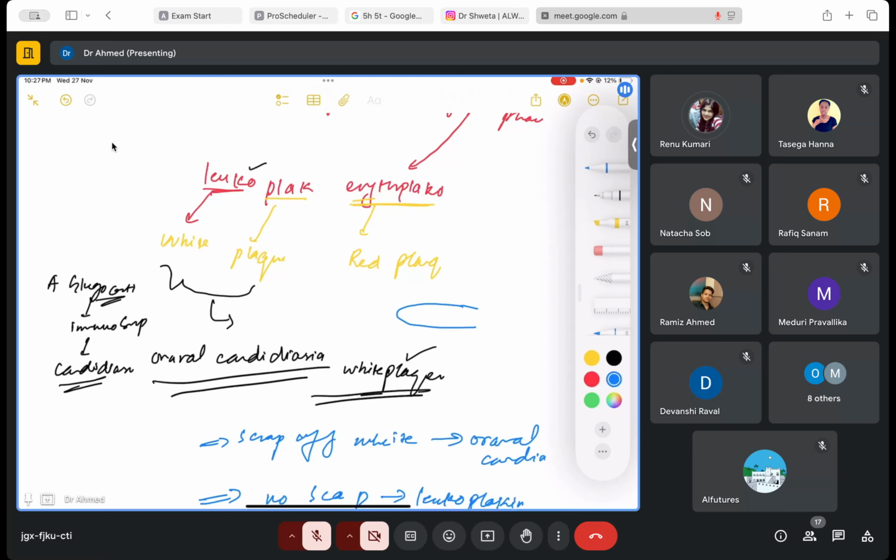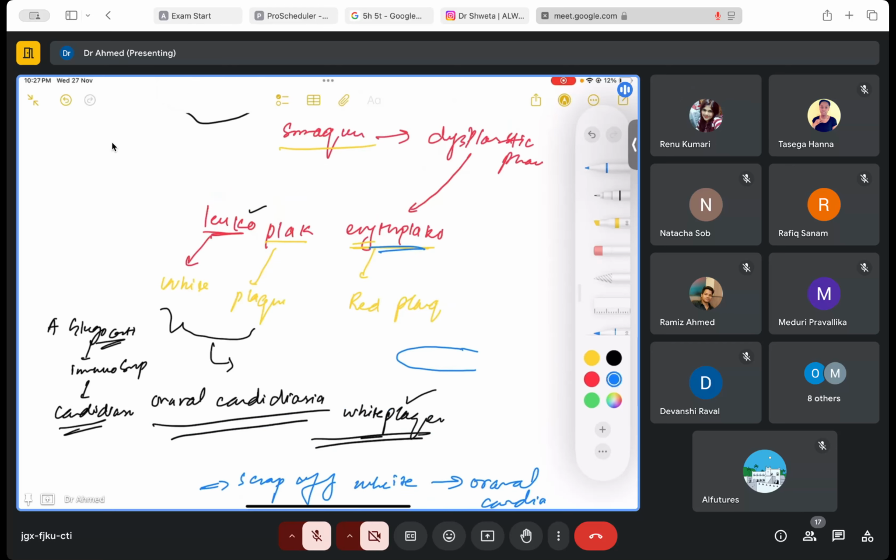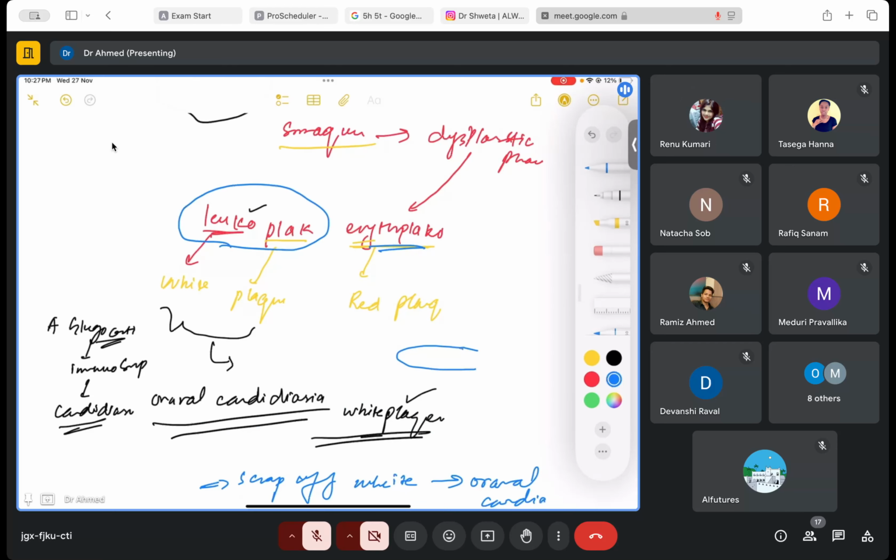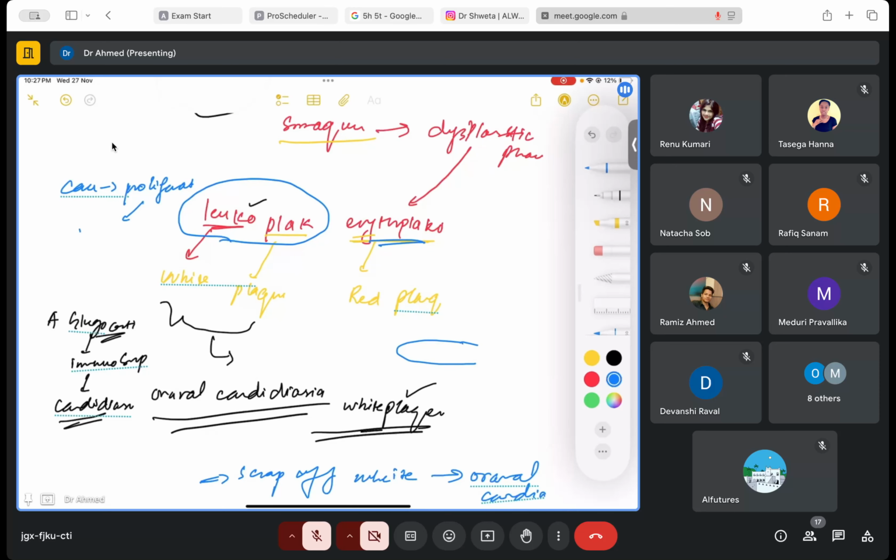Now let's discuss erythroplakia as well. You know the cancerous cells, why are they called cancerous cells? Because they love to proliferate more, right? They proliferate and grow in size. And for growth, they need blood as well, right? They need blood vessels for growth. They need energy for growth, right? Nutrients for growth.